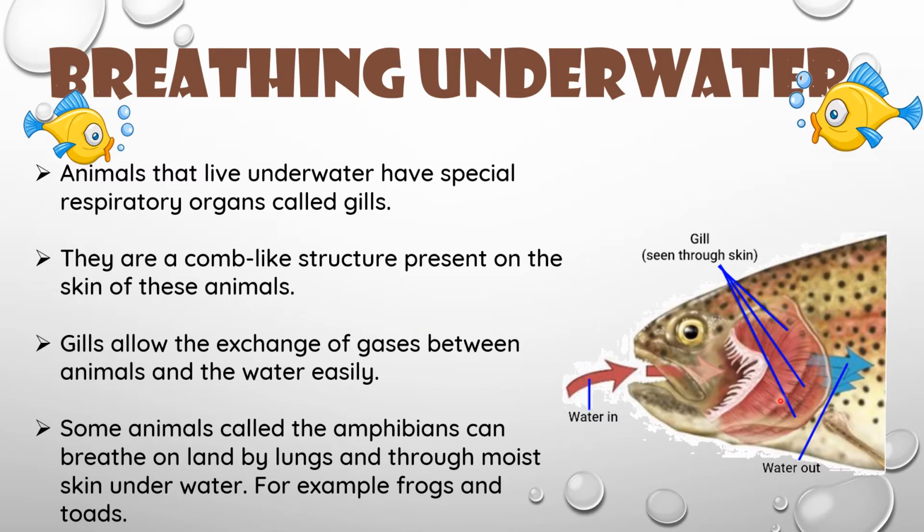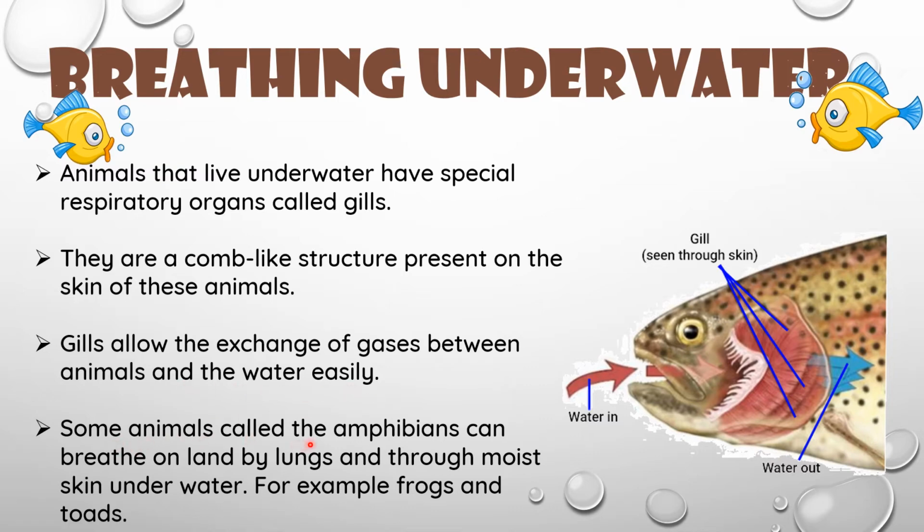So here you can see one fish, and this part is called the gills, and the gills look like a comb. Through this comb, the gases are exchanged. Gills allow the exchange of gases between animals and the water easily.